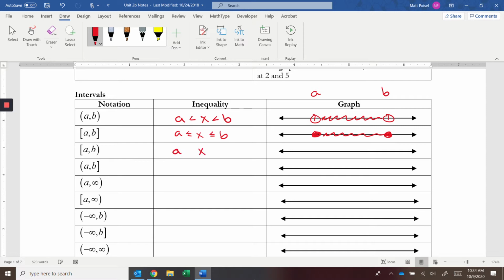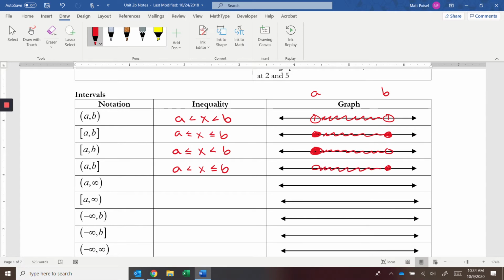Okay, the rest of these are just combinations. Again, the setup's going to be really similar. Over here, this first one's a bracket, so that's a less than or equal to. Then I have a parenthesis, so that's less than. So again, make it match up: closed circle, open circle, shade in between. So obviously you can see all these different combinations. We have lots of combinations that are possible. So let's go ahead and fill in these next two.